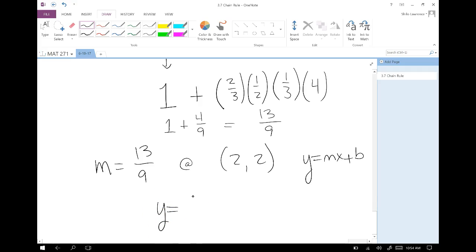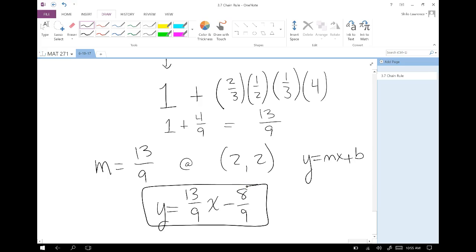So we already know our slope is 13/9. We should get a B value of negative 8/9. That means our equation is y equals 13/9 x minus 8/9. So that's the equation for our tangent line.